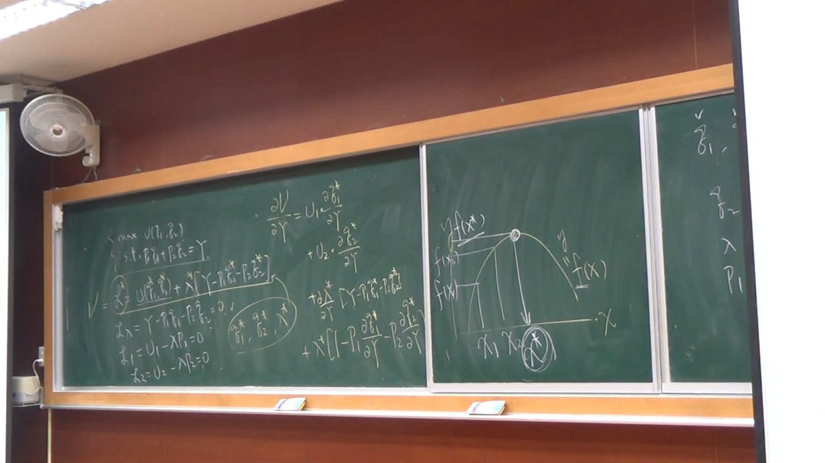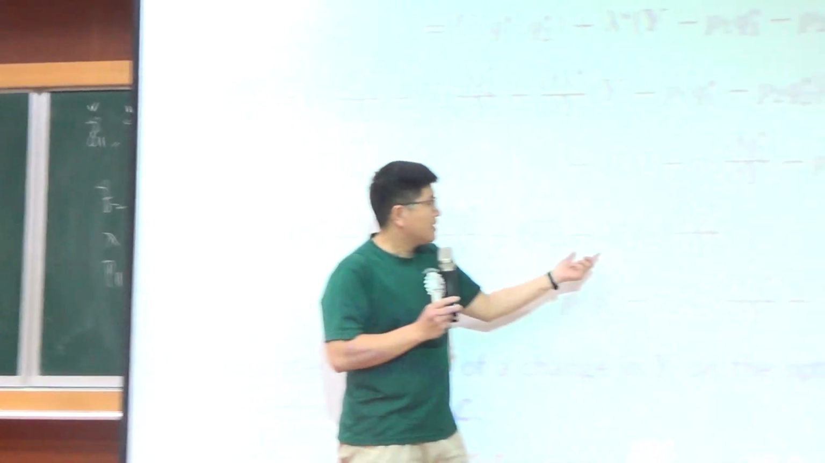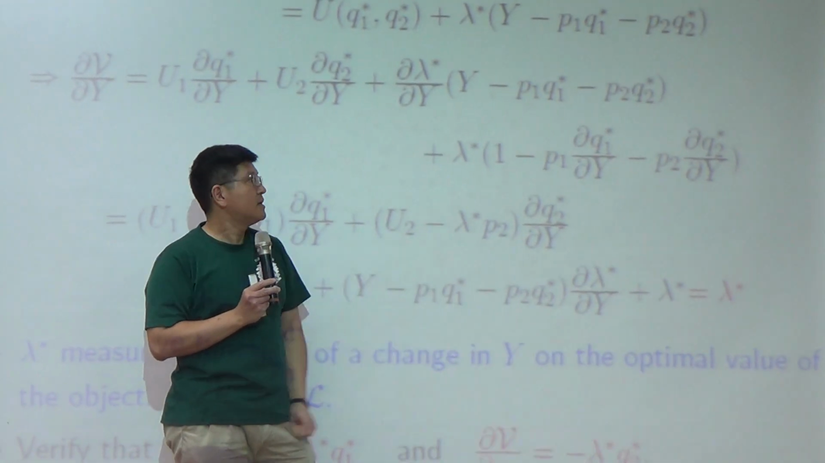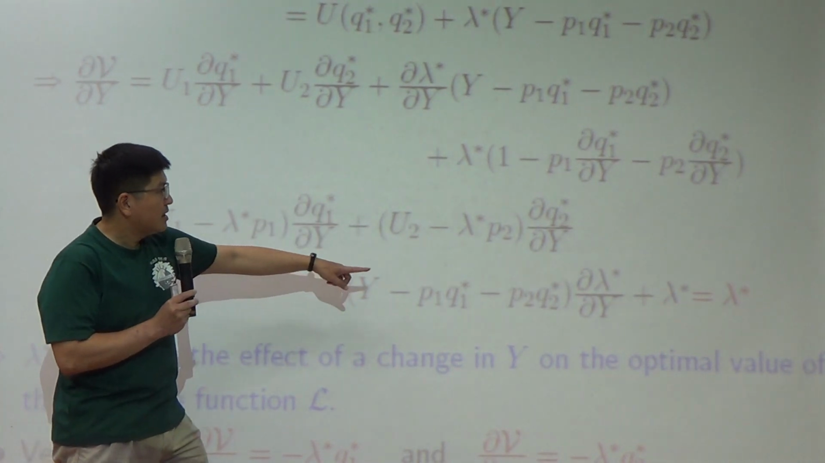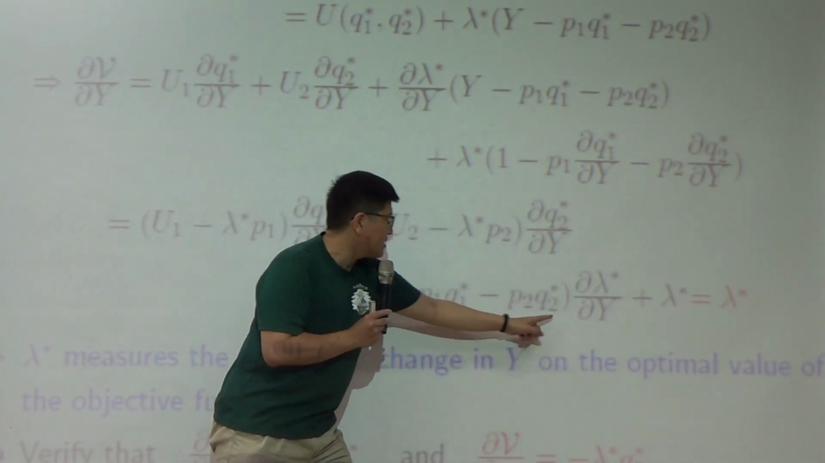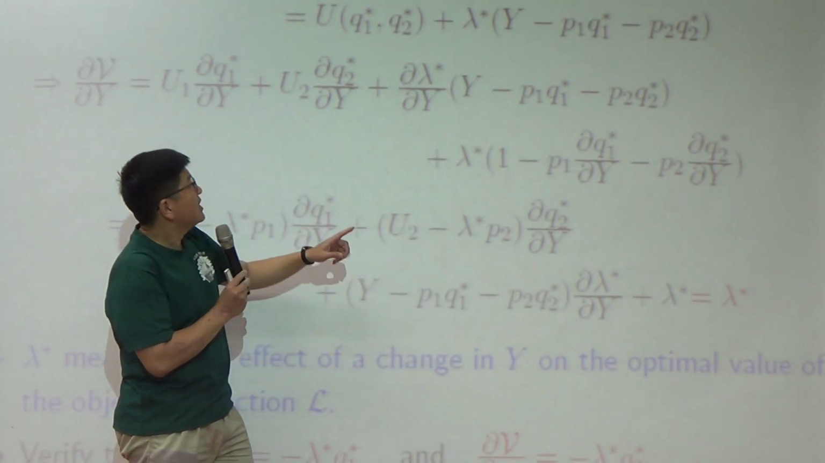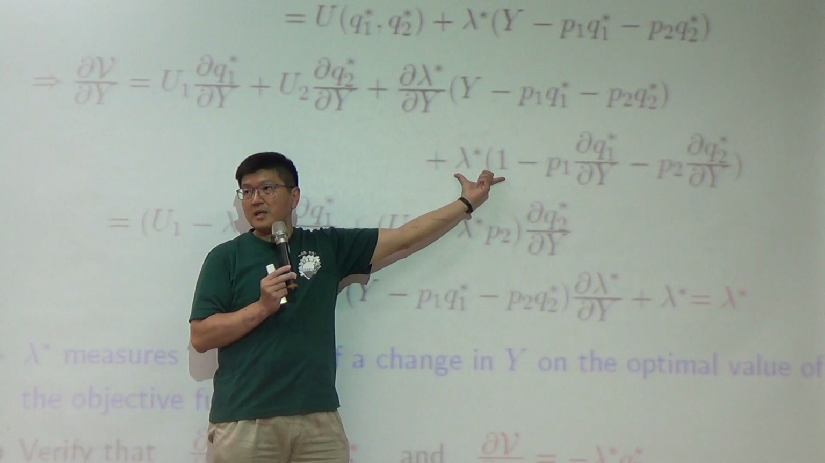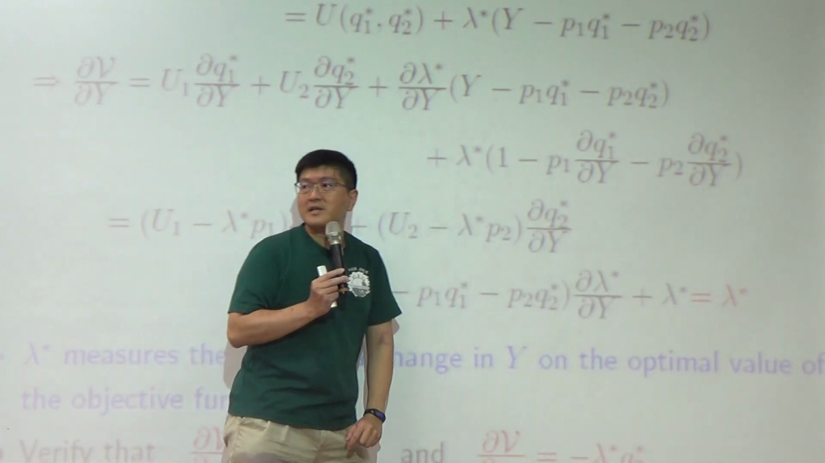And partial Q2, partial y, we have a U2 here, and we have another partial Q2, partial y here, so it's a negative P2 by lambda. And we have partial lambda, partial y here, and we have y minus P1 Q1 minus P2 Q2, and there remains a term, lambda star, okay?